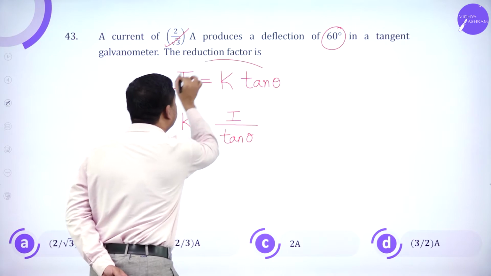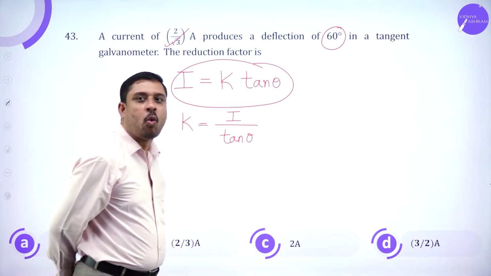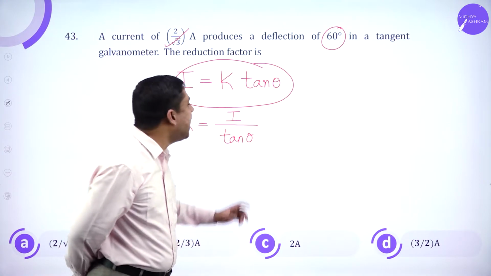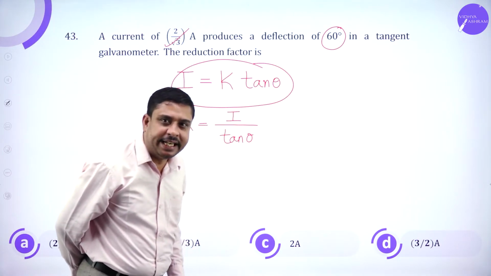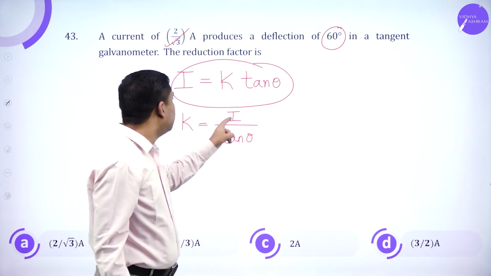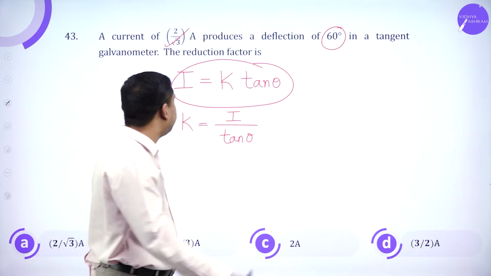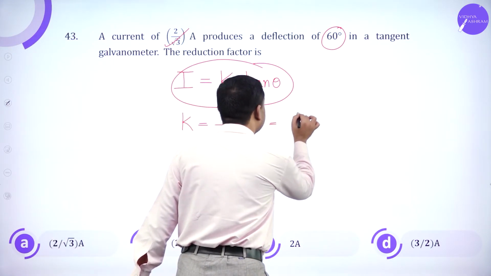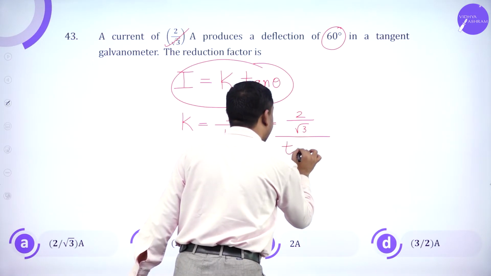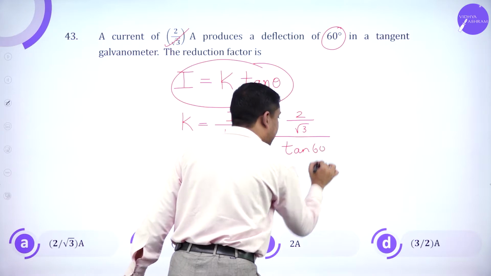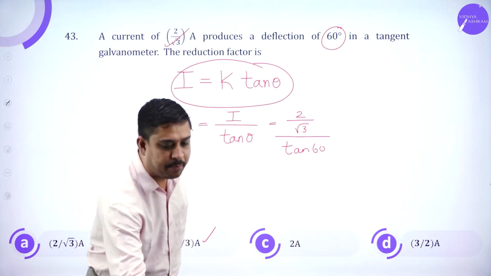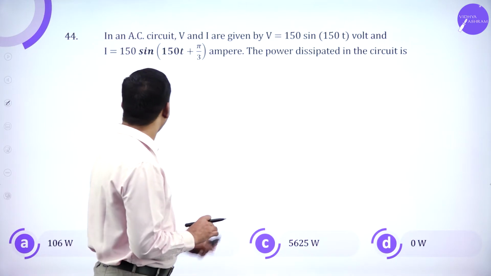Simple expression. No quantum physics. Current flowing through the TG is K tan theta. K is called reduction factor. So K is I by tan theta. So this is 2 divided by root 3 divided by tan 60. Simplify, 2 by 3 ampere will be the answer.